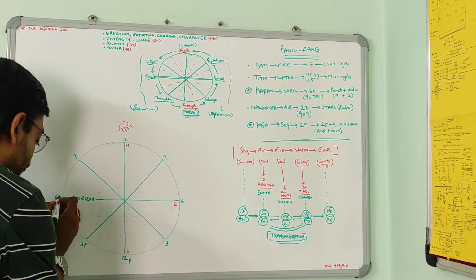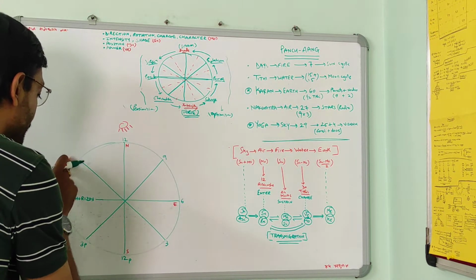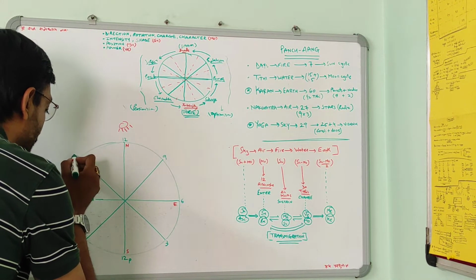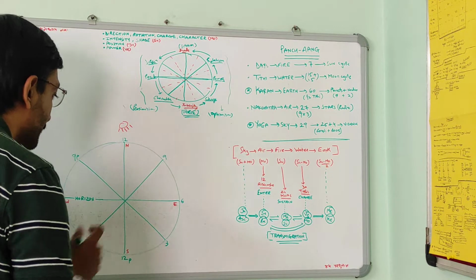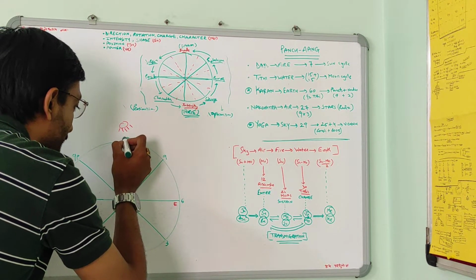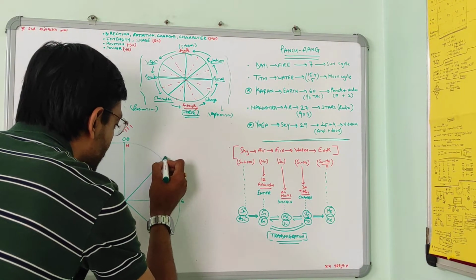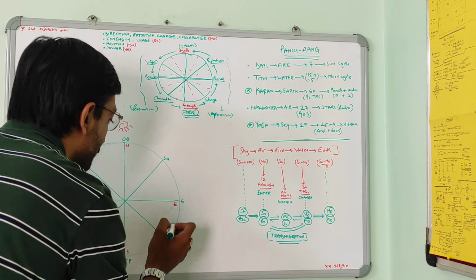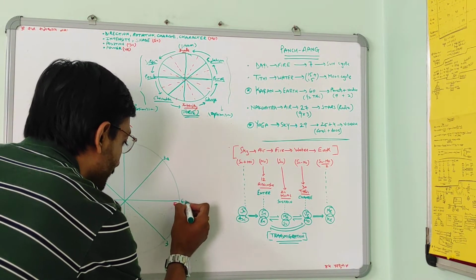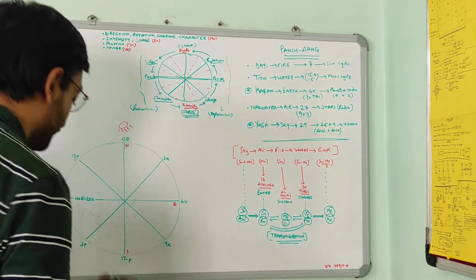This is going to be 6 PM. This is going to be 9 PM. This is going to be 0 0. Okay, I will write 0 0 so that we are not confused. Okay, after this is going to be 3 AM. Okay, this is going to be 6 AM. This is going to be 9 AM.